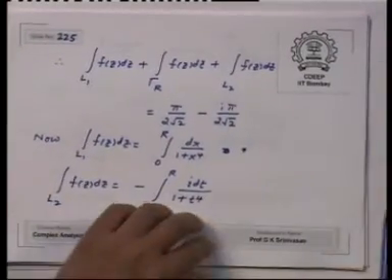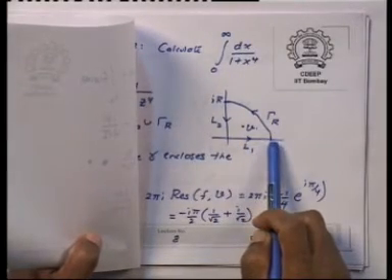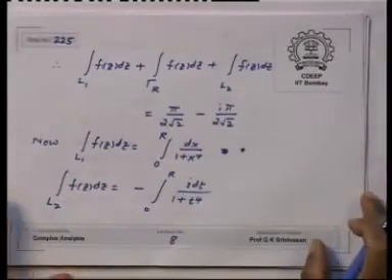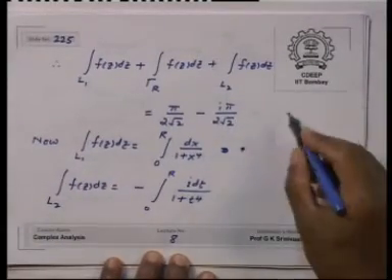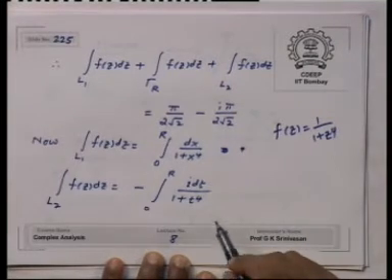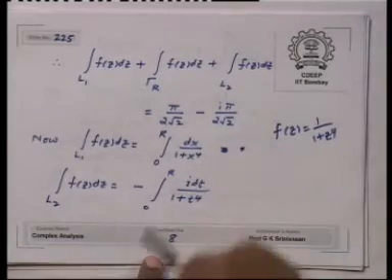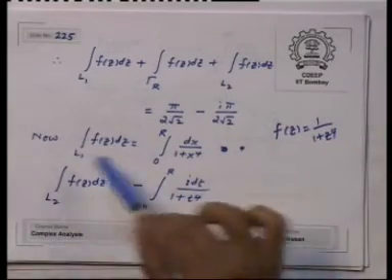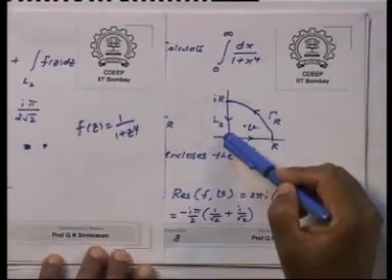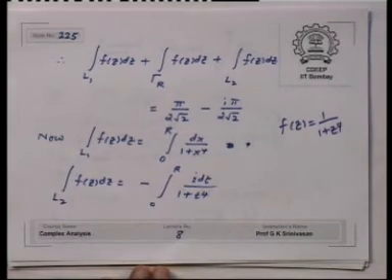What is L1? How do you parameterize L1 over here? L1 is simply z equal to x, and x runs from 0 to r. Recall what f(z) is: f(z) is 1 over 1 plus z to the power 4. So it will be 1 over 1 plus x to the power 4, dz is simply dx, and it runs from 0 to r, correct. So L1 is easy. What about L2? How do you parameterize L2? First of all, we will have to write the integral over L2 with a minus sign, because it is going from top to bottom.